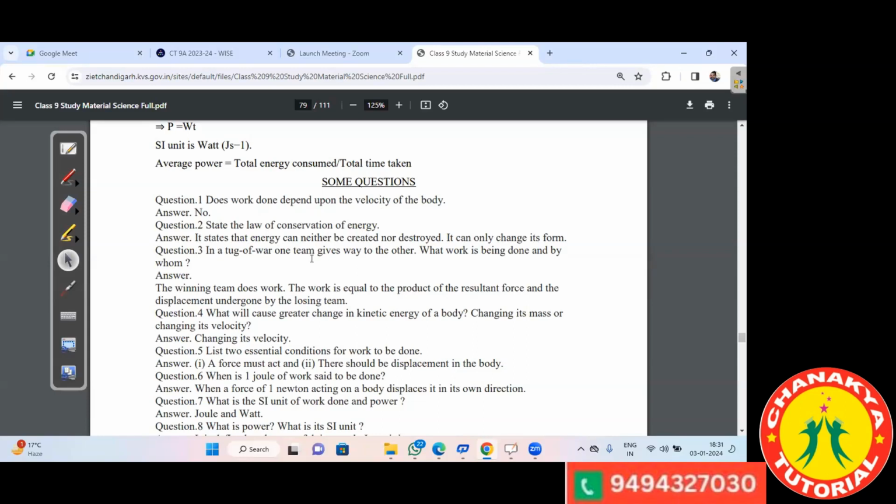Then, in a tug of war, one team gives way to the other. What work is being done, and by whom? Tug of war means where two teams are pulling a rope from two sides. So is there any work done? The answer is that the displacement will be achieved only by the team which is the winner. The losing team will not be able to displace the rope. So therefore, work is done by the winner team.